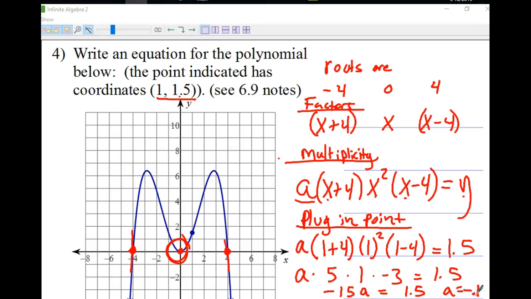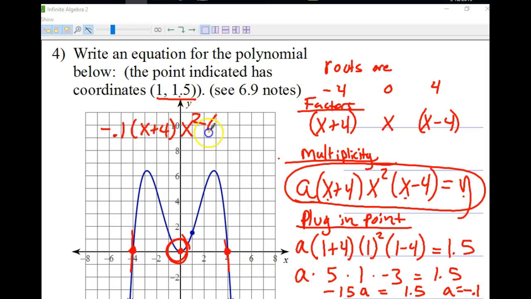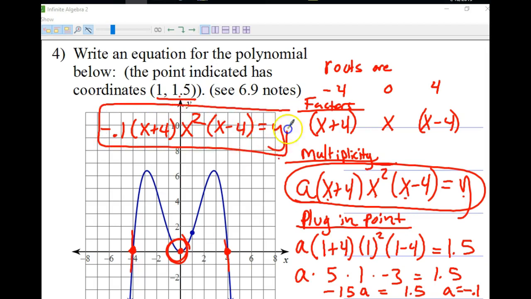All right? So my final answer then is I'm going to take this one, and now I'm just going to plug in what I got for a. I got negative 0.1, and then x plus 4, and then x squared, and then x minus 4 equals y. And so that would be the equation of that graph. It has the 3 roots that we want, negative 4, 4, and 0. It bounces at 0, so it has an even power.